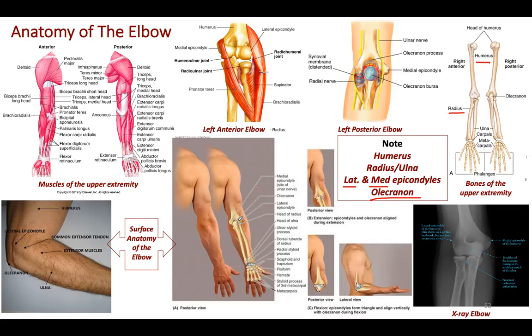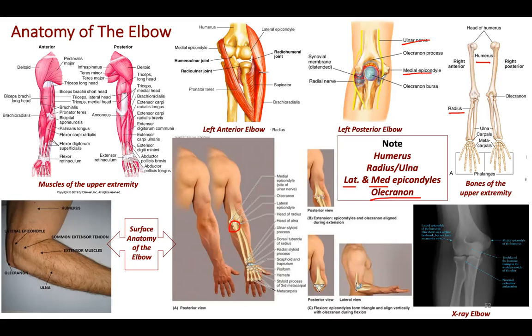This is the olecranon, the uppermost part of the ulna that articulates posteriorly with a fossa on the lower end of the humerus. So these are the important structures that I want you to focus on. See the medial epicondyle and see the ulnar nerve in yellow.